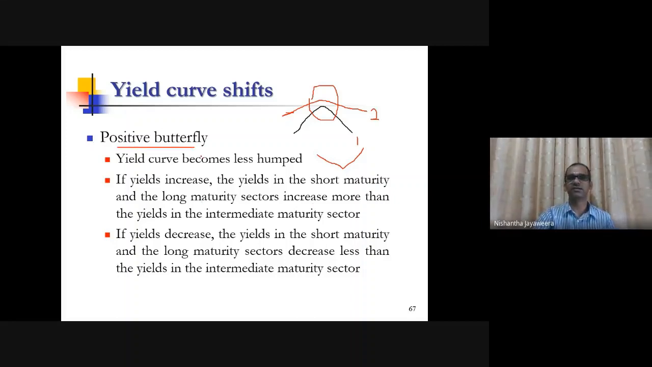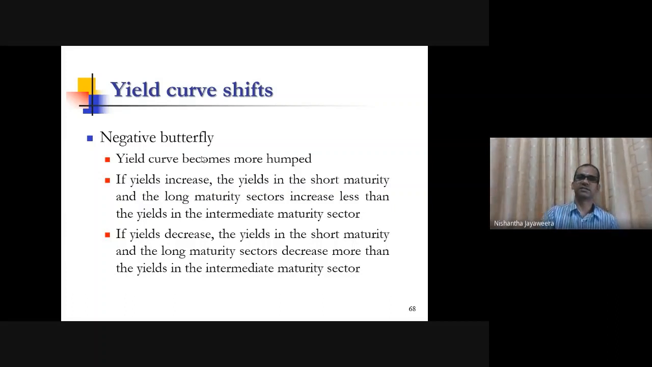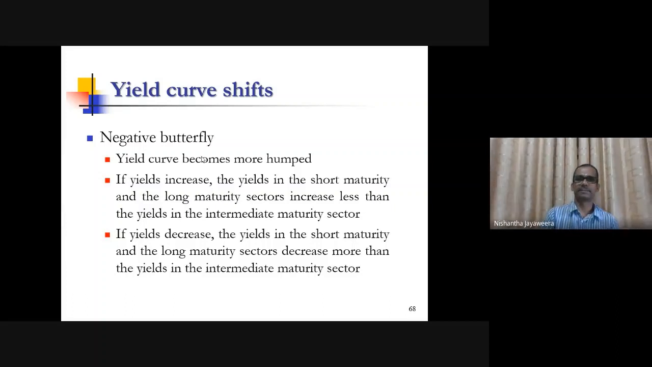The next one is the negative butterfly. In that case, when yield increases, the long end and the short end increase by a small amount, and the middle sector, intermediate area, yield increase is high. In the decrease, it is reverse.